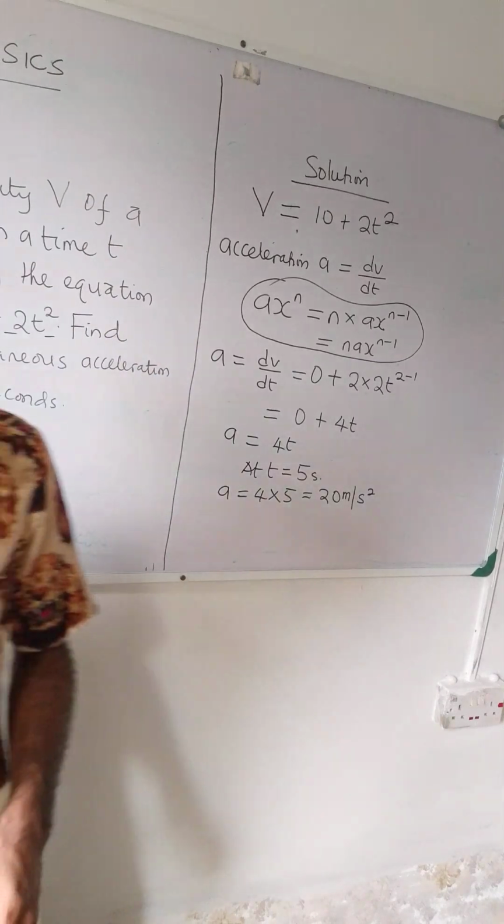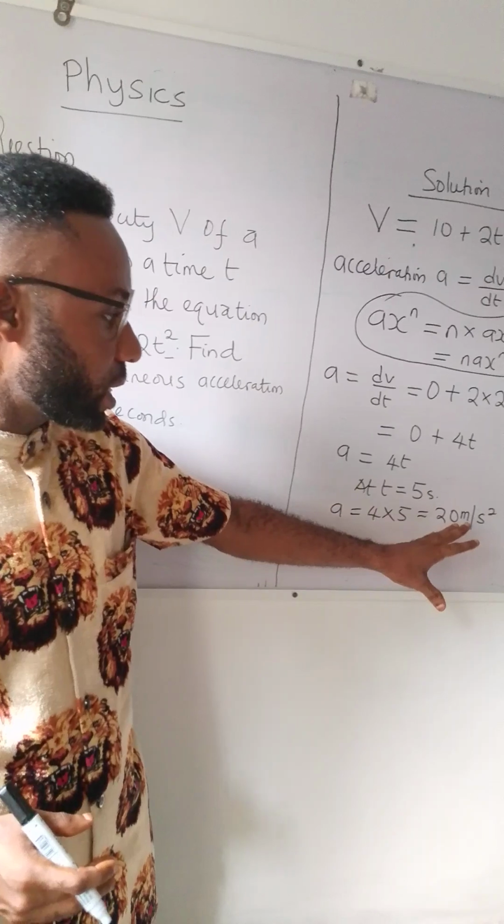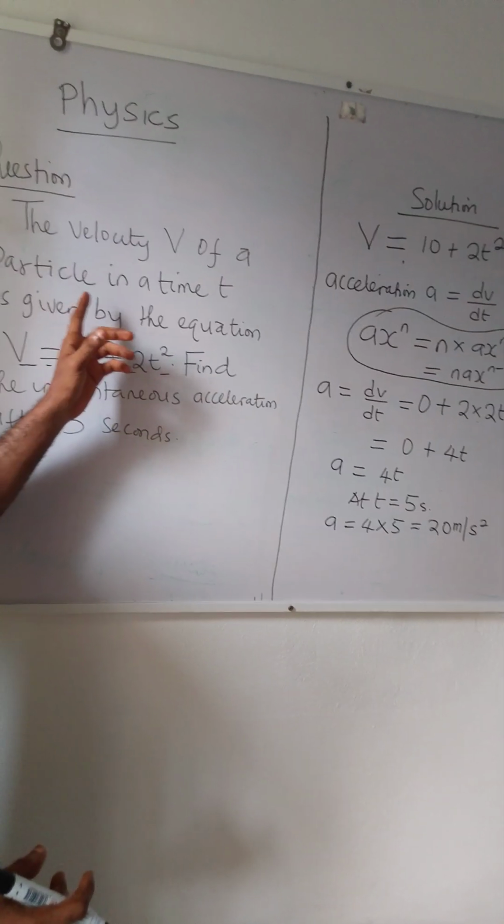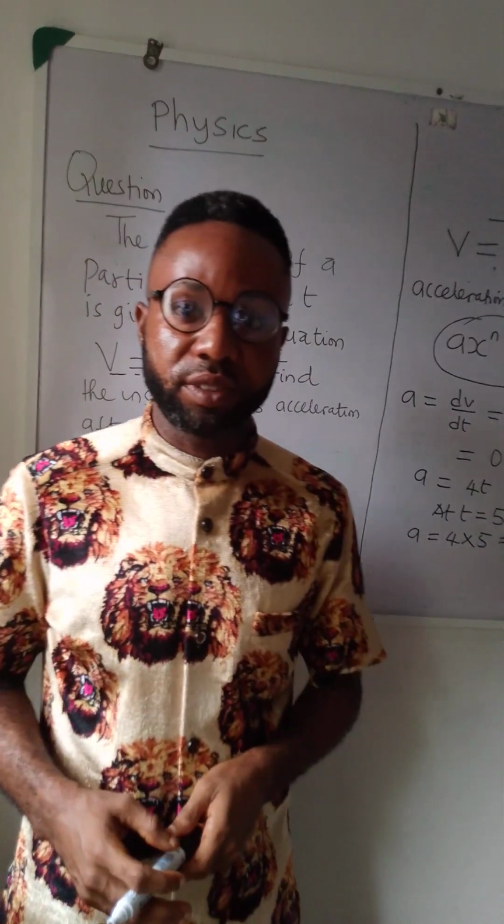So viewers, basically this is how to determine instantaneous acceleration of a particle when the equation of the velocity is given. Thank you.